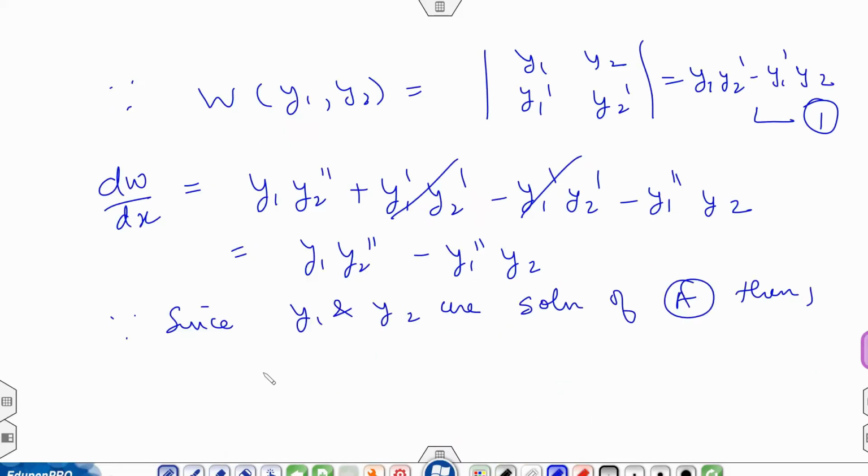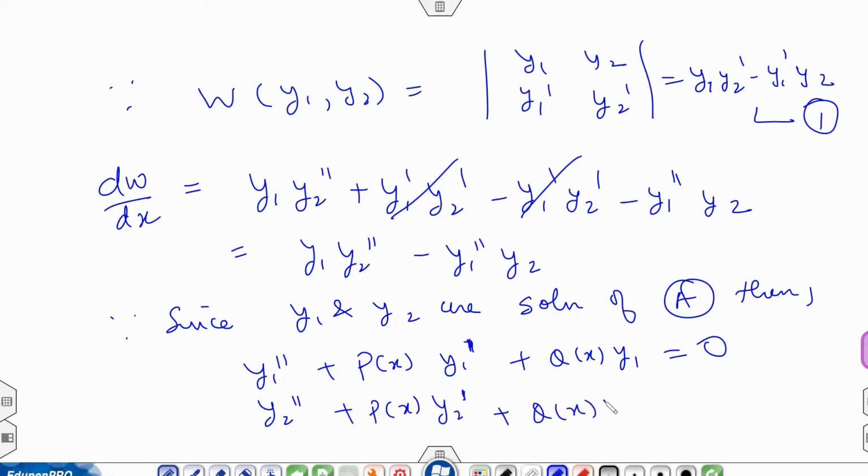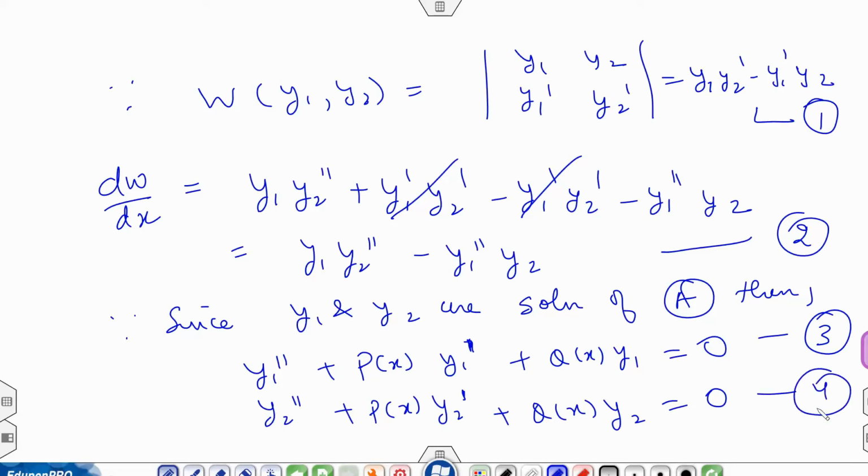We will get y1 double dash plus p(x) y1 dash plus q(x) y1 is equal to 0, and y2 double dash plus p(x) y2 dash plus q(x) y2 equal to 0. I'll call this equation number 2, and these equations 3 and 4. Now if you multiply equation number 3 by y2 and multiply this equation with y1, and subtract both of these, what will you get? I'll just write it down to make clear what I have done.